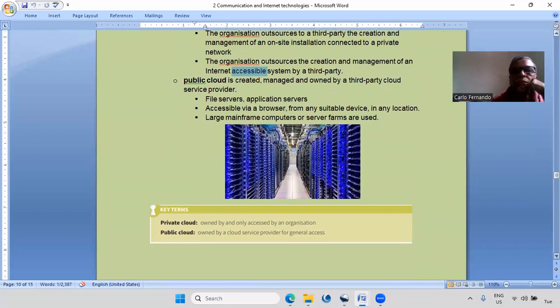Private cloud, public cloud, or managed and owned by a third-party cloud service provider. There are file servers, application servers, right?